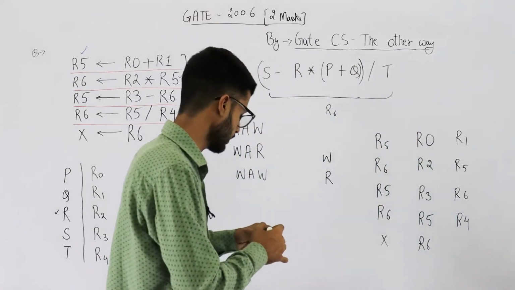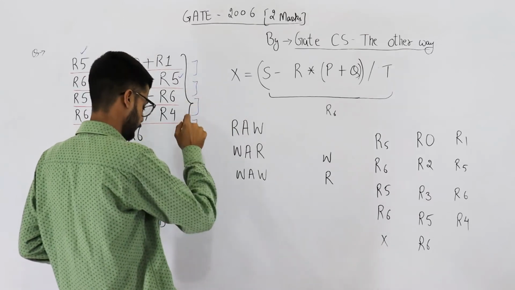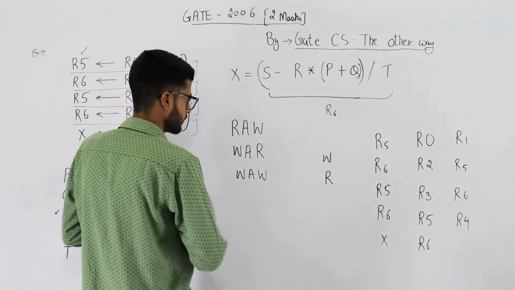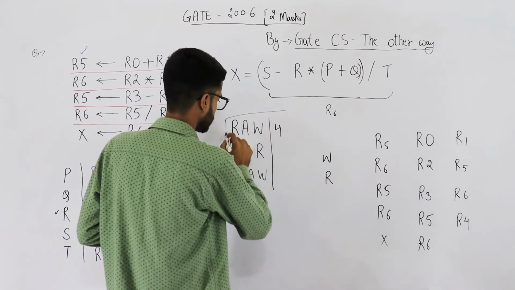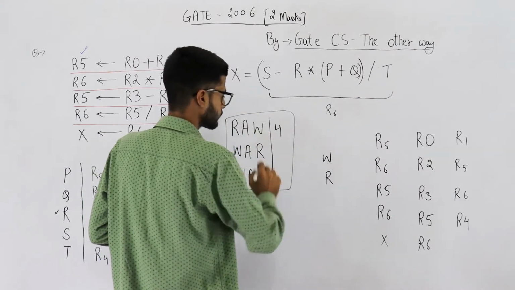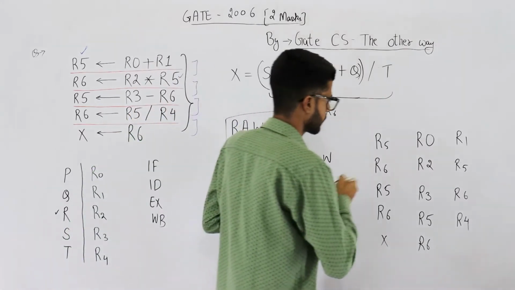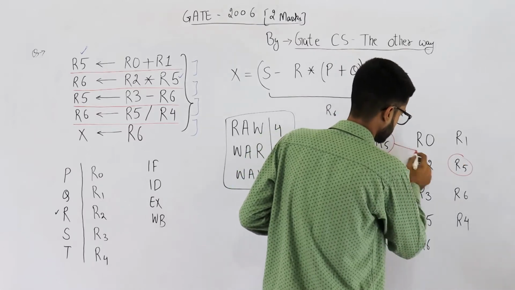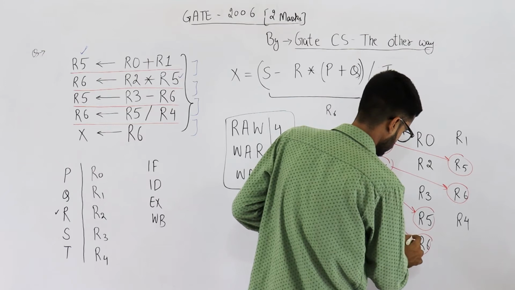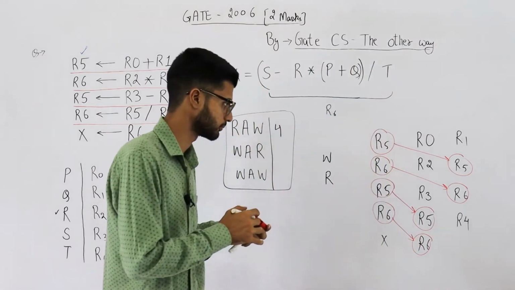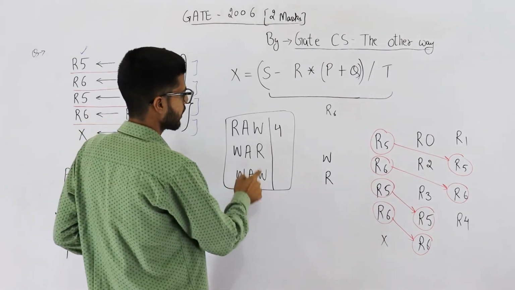Okay. Now we have seen there are 1, 2, 3 and 4 read after write dependencies. These are 4. Okay, which one? I'm drawing that here. These 4. Okay. Now let's analyze these write after write dependencies.